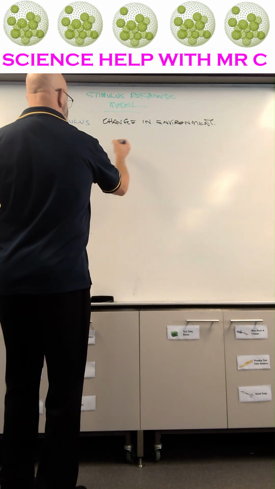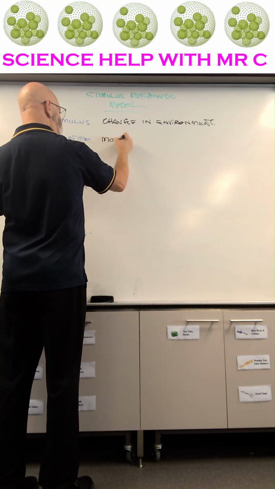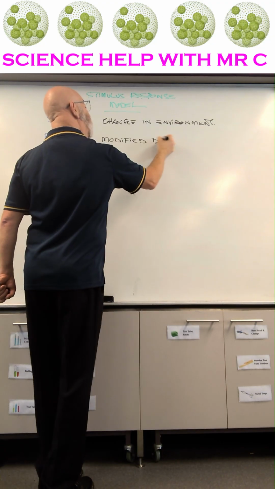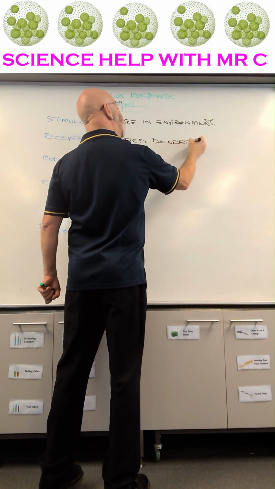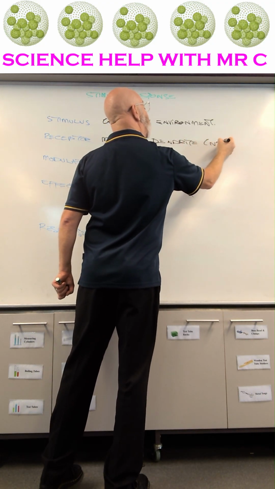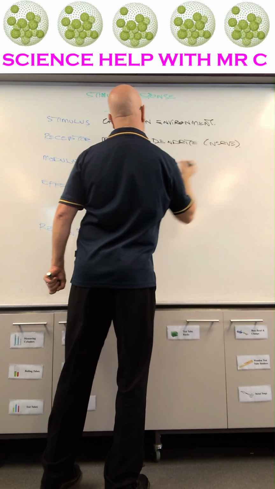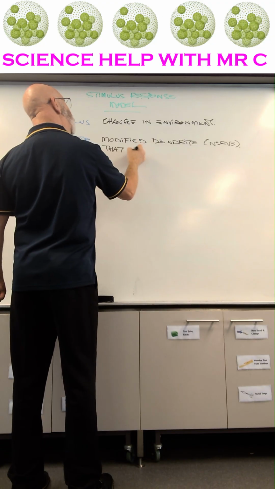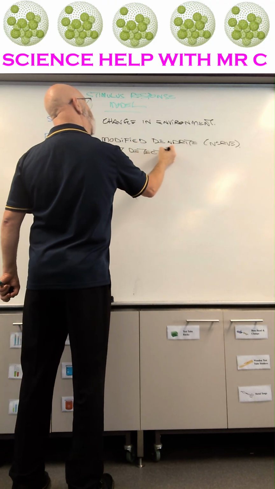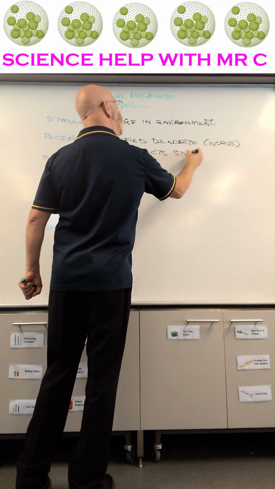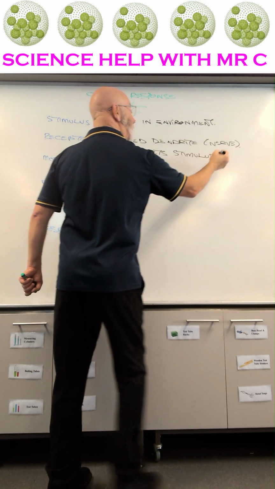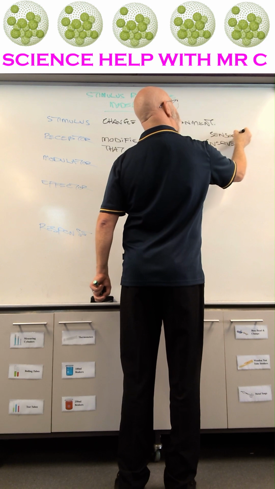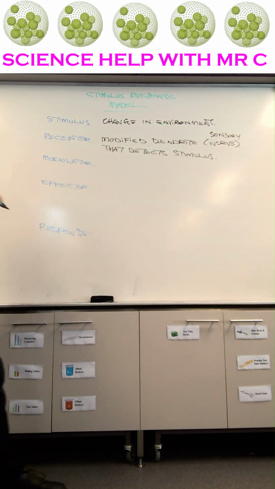The receptor is a modified dendrite of a nerve that can detect change and takes the stimulus. And it's a sensory neuron, a sensory nerve. Okay?